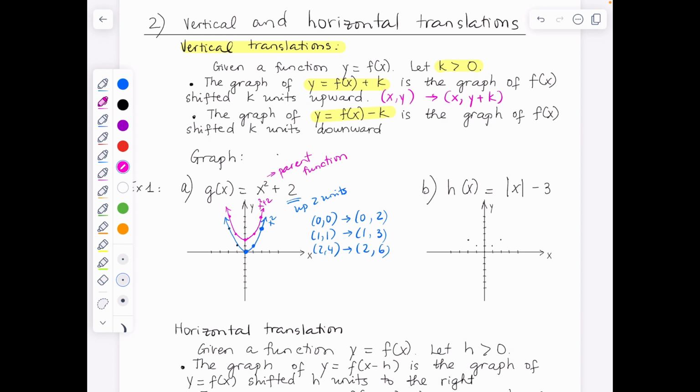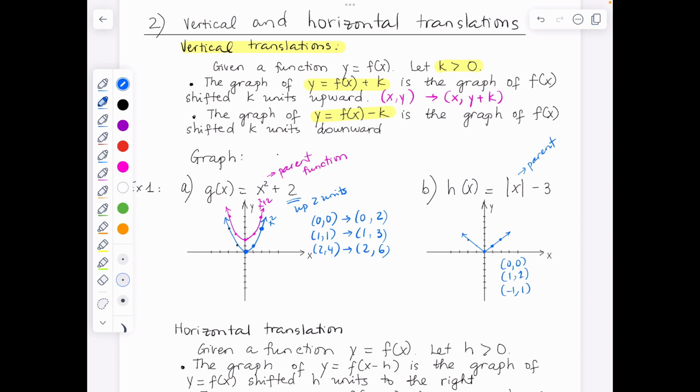So let's look at the second example here. We have h of x is equal to absolute value of x minus 3. I notice that the parent function here is the absolute value of x, and that is a V shape. And some critical points that I would choose are (0, 0), (1, 1), and let's say (-1, 1).